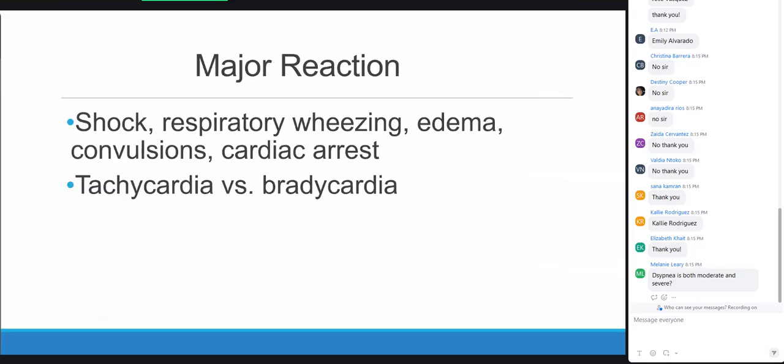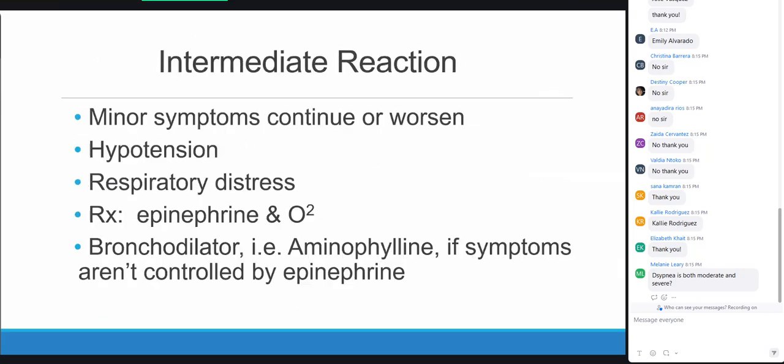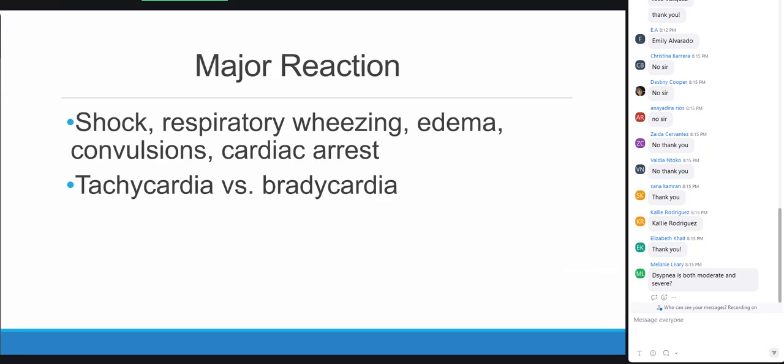Miss Leary. So we're having some distress in the intermediate reaction, but in the major, we're having some definite.